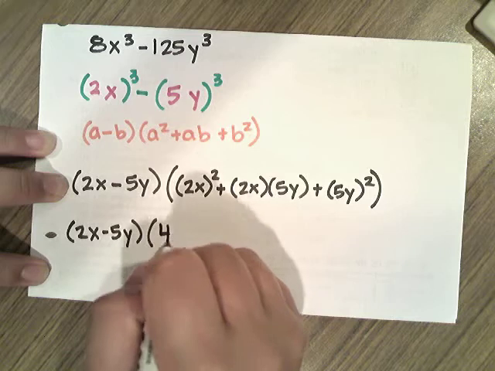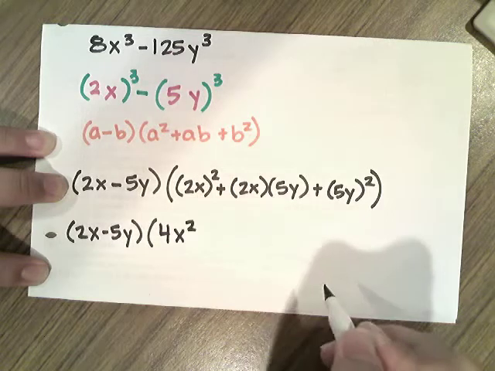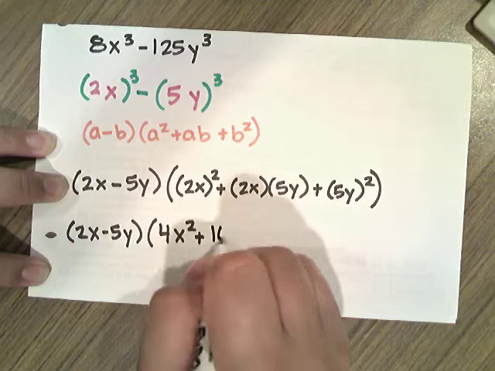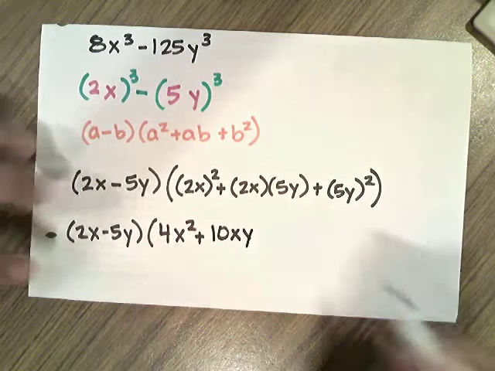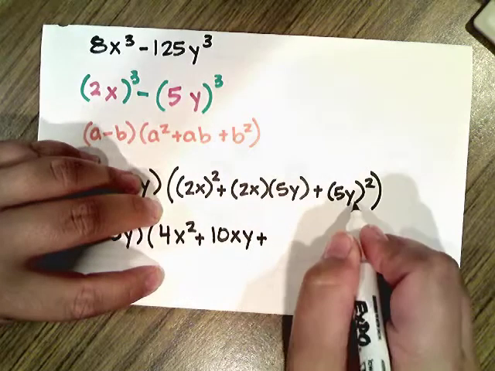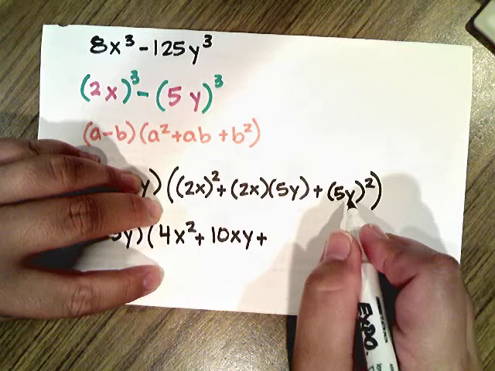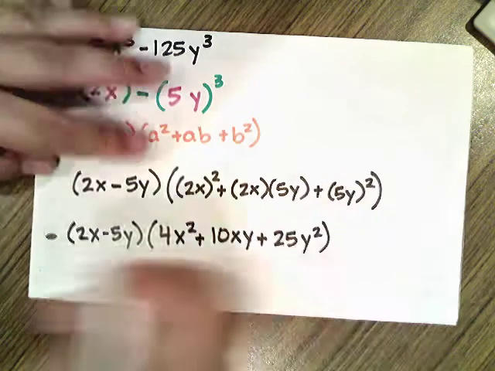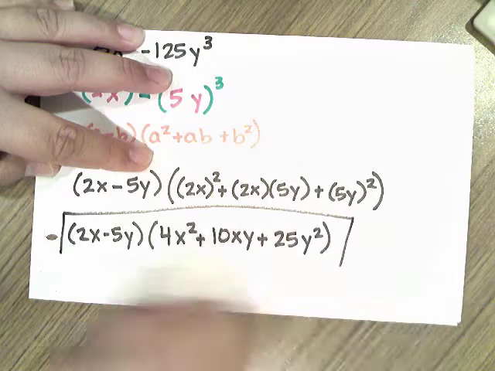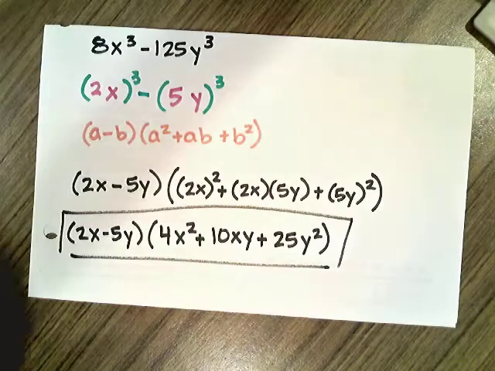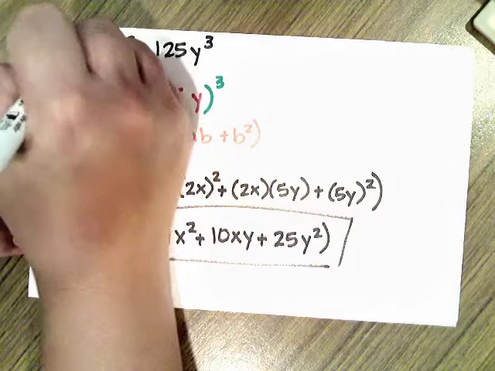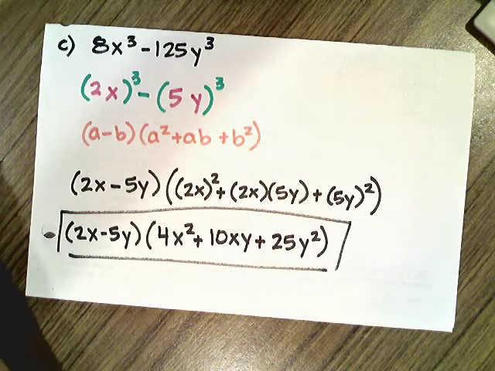So this becomes 4x squared. We multiply in the middle, so that'll be 10 and alphabetically xy. And then finally at the end we have to square 5y, so that would be 25y squared. And that is Section 6.4, Example 2, Part C. I just didn't have any room on my paper for it.